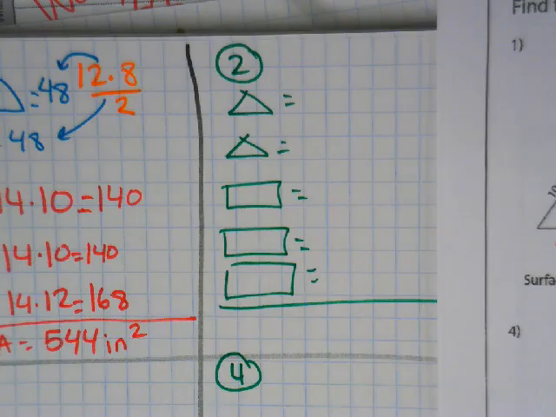What's the base of the triangle? 5. What's the height of the triangle? 12. 5 times 12. All right, write it down. What's the base of the triangle? The 19. Triangle part. Look at the triangle. Yes.